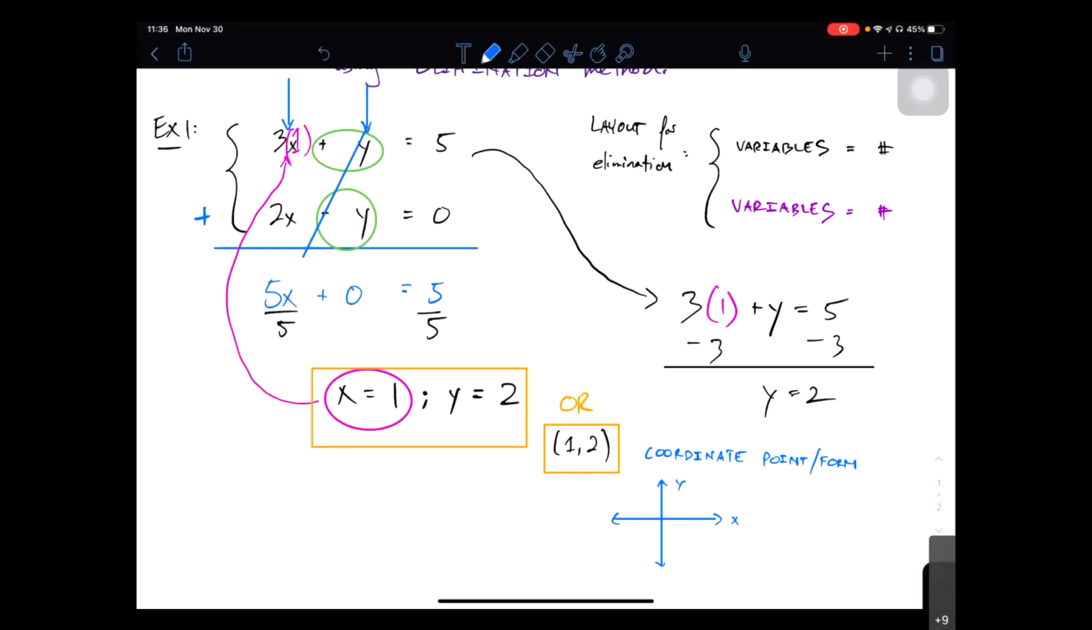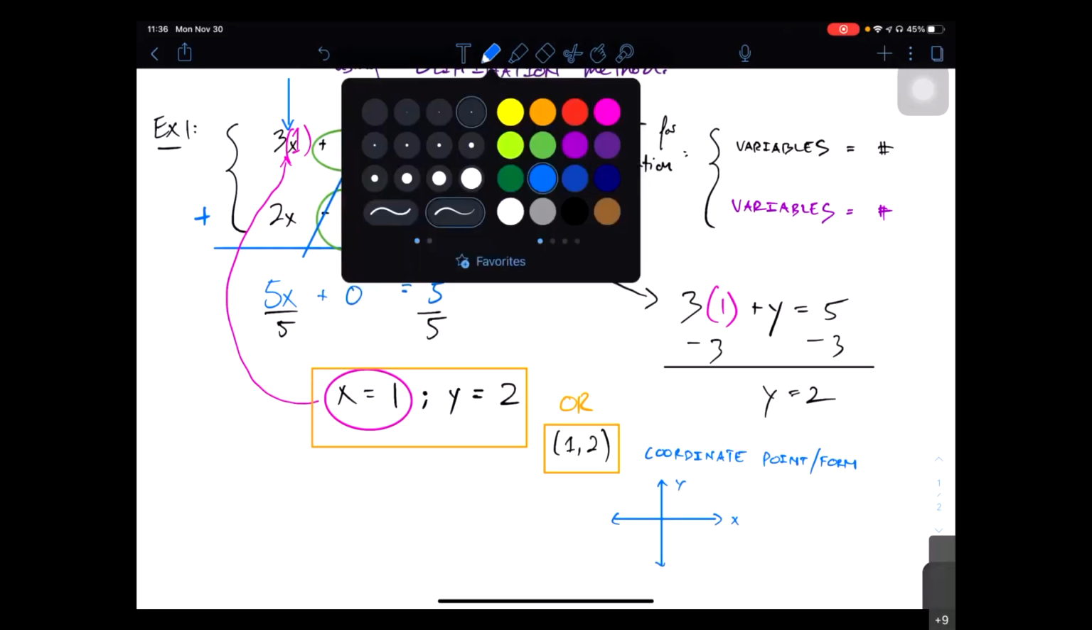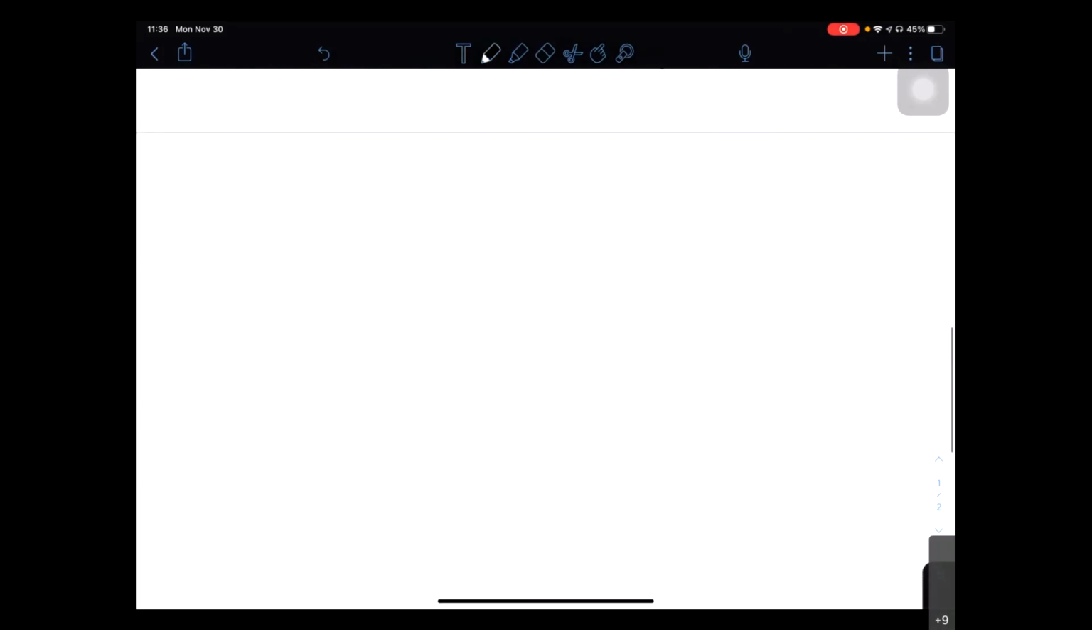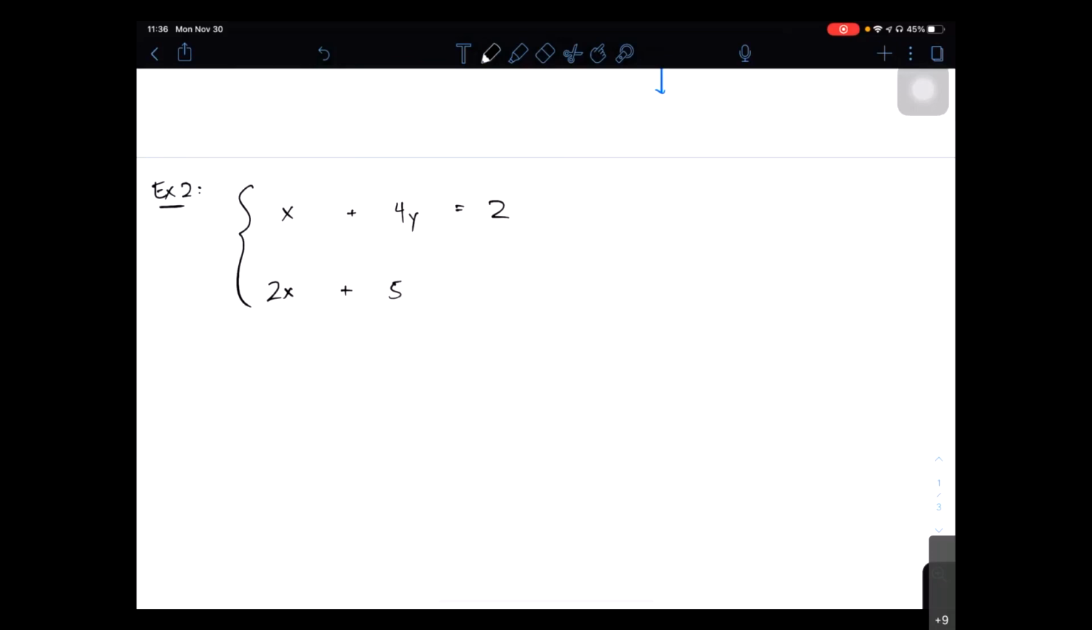All right, let's go on to number 2. So number 2, you're going to see, it's not terribly different, but you'll see what I'm talking about. Here's example 2. And remember, this is all called the elimination/addition method. They give you x plus 4y equals 2, and 2x plus 5y equals negative 2.